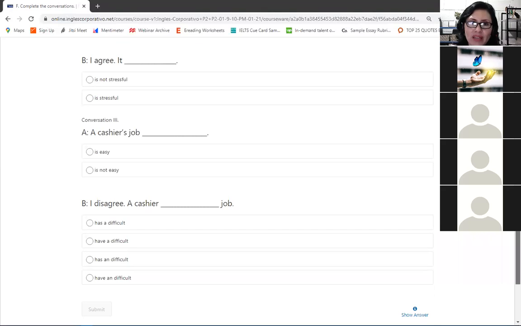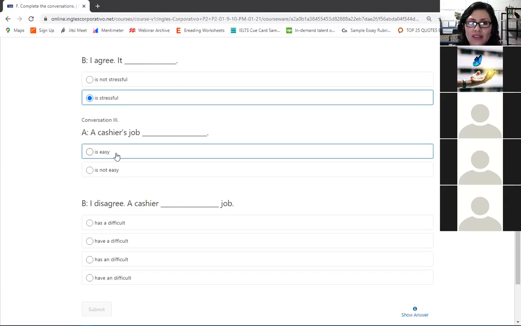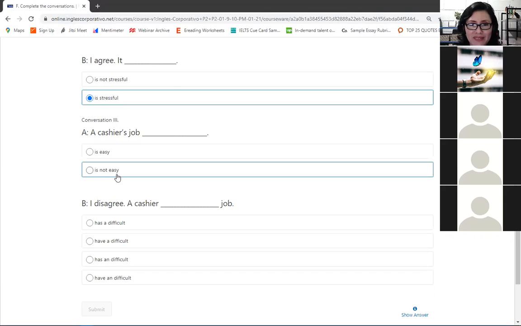I agree, right? It is stressful. En este caso, I agree significa estoy de acuerdo. Then, a cashier's job is easy or is not easy? It's not easy, right? Very good. What about the next one? I disagree.